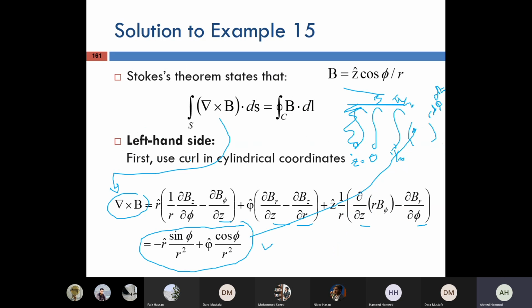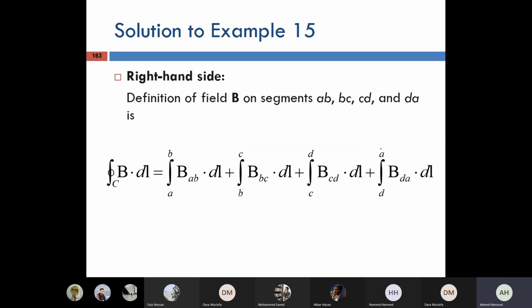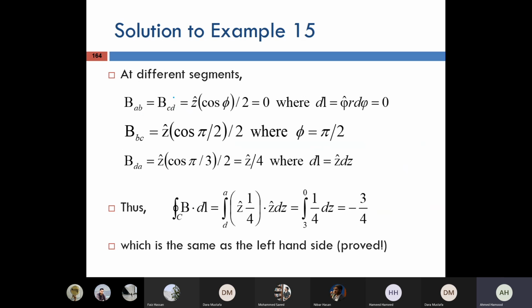If I move to the right side, which is this section, as I said you have to multiply from A to B, B to C, C to D, D to A. So we would like to do all these points. Let's see, from D to A and A to B are equal to each other, which could be z cosine phi divided by 2, which can be equal to 0. The second part, B to C, is z cosine pi divided by 2, which we have phi equal to pi divided by 2. Then you have the differential, then you have pi divided by 4.